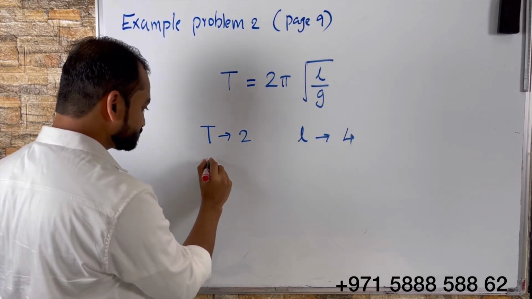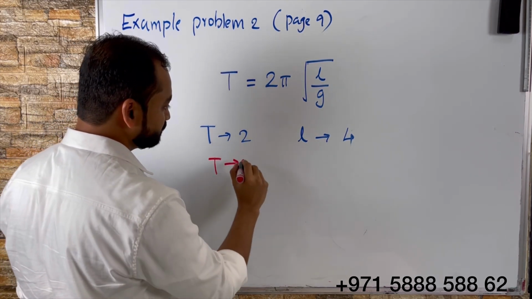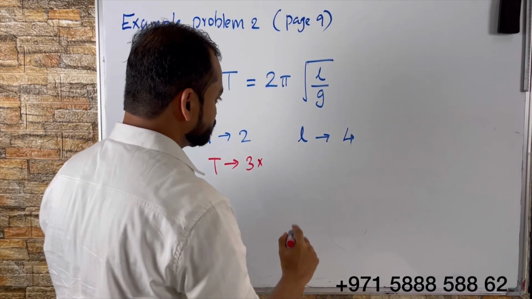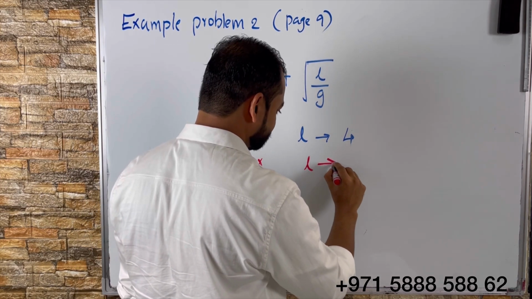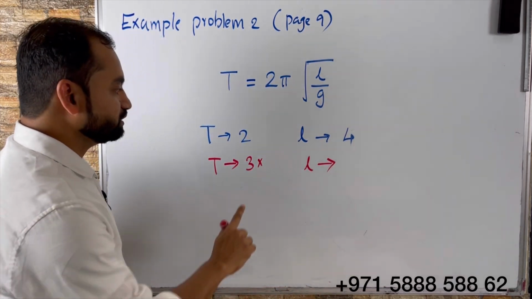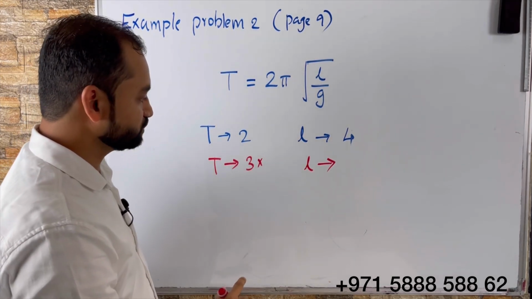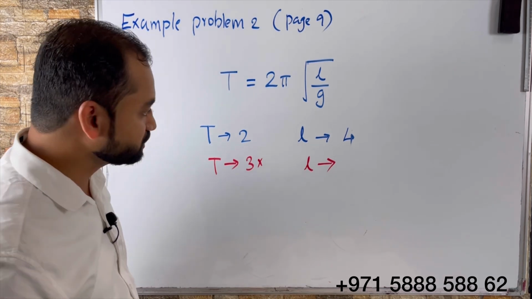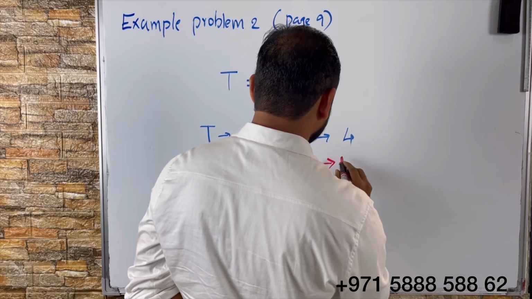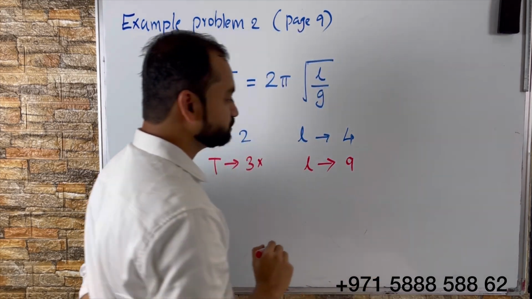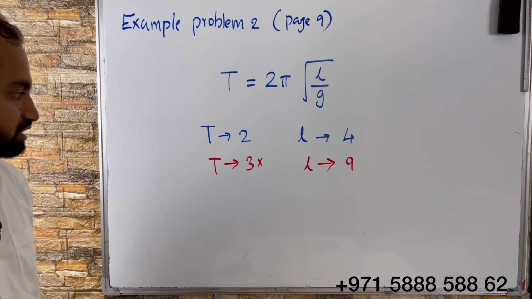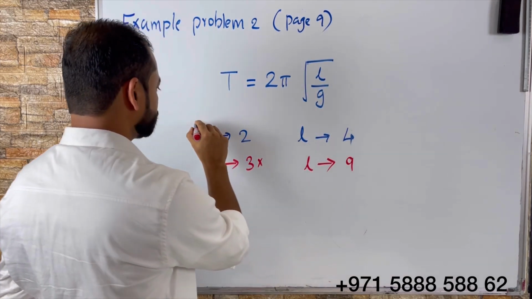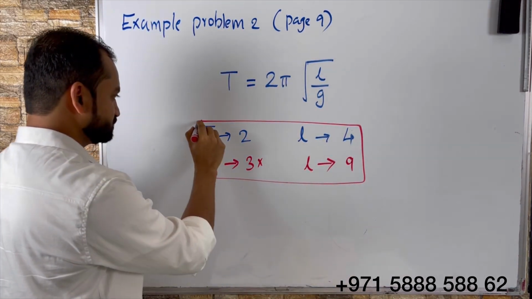Suppose you want to increase the time period by 3 times. So you need to increase the length by 3 squared times. How much is 3 squared? 3 squared is equal to 9, right? So you need to increase the length by 9 times, then only the period will be increased by 3 times, because the length is inside the square root.